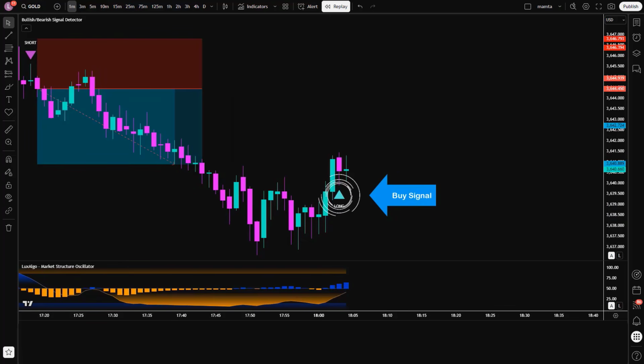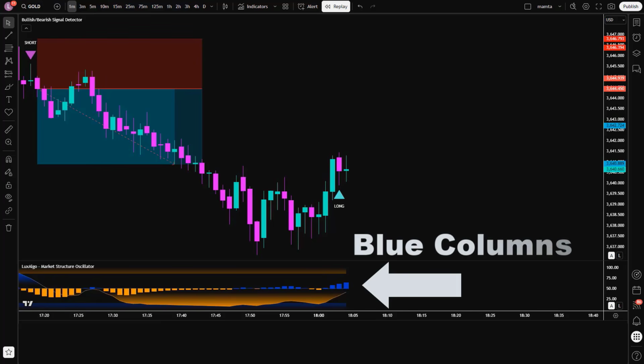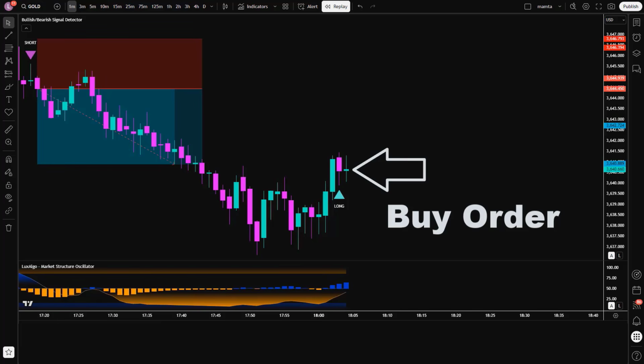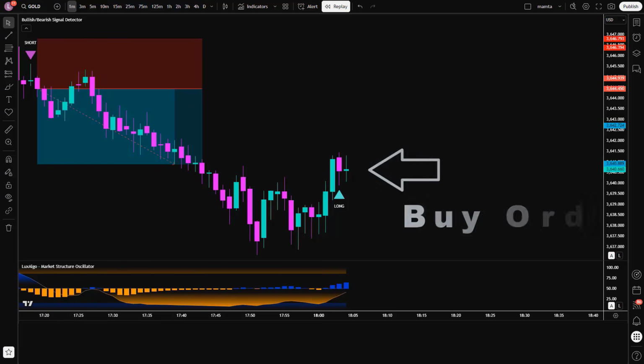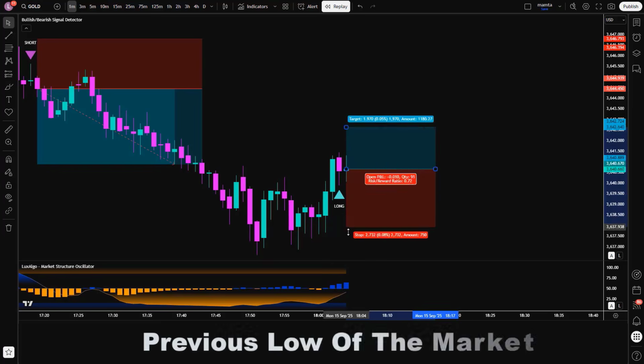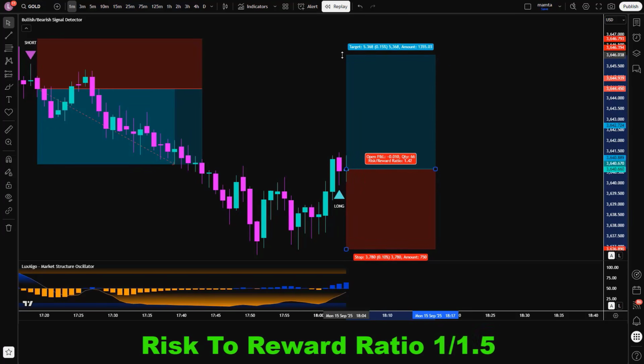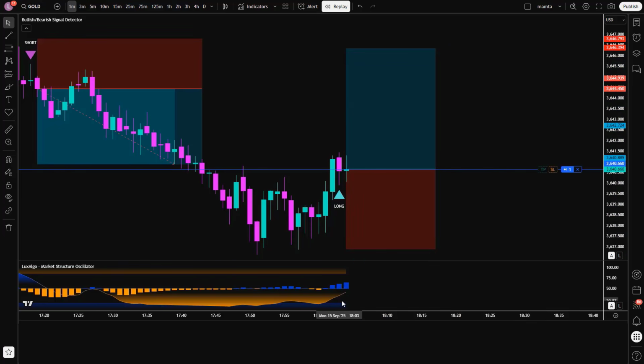Here the uptrend bullish bearish signal indicator gives us a buy signal. Here the market structure oscillator indicator shows blue color columns. Here the market has made a bullish candle to give confirmation. So all our conditions are being fulfilled, so we are placing an order to buy. Our stop loss is the previous low of the market, and the risk to reward ratio will be 1:1.5.